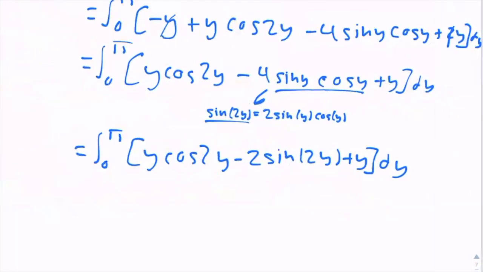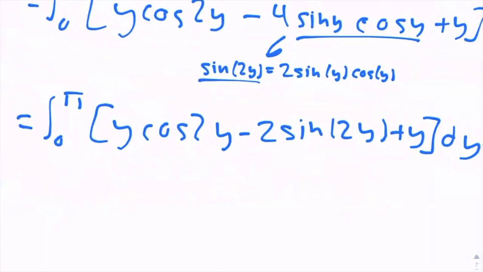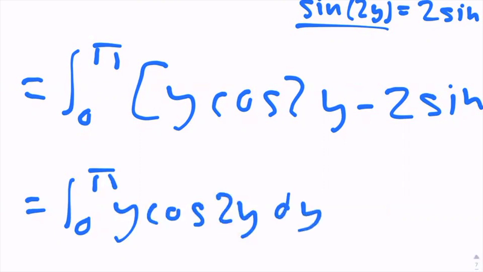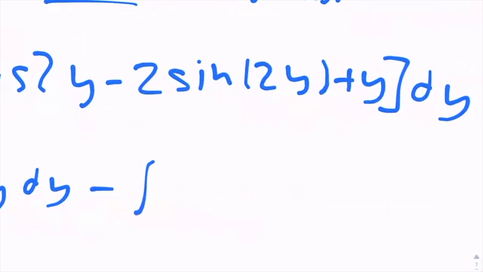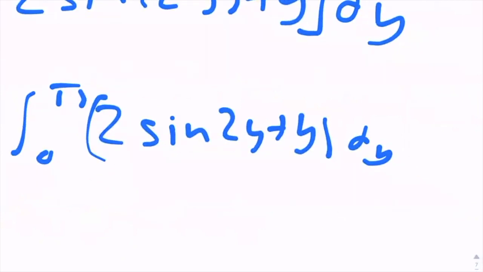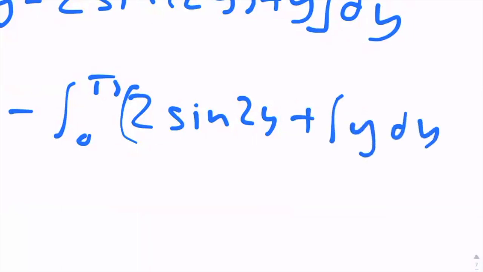And finally, we are just about ready to integrate this. So to make this a little bit easier for myself and us, I'm going to split this up into two integrals. One, y cosine 2y dy, minus the integral from 0 to pi of 2 sine 2y plus y dy. Now, this integral right here is relatively easy to solve. Actually, let's go ahead and split this up into three integrals, just because this one right here is going to require a little bit more work.